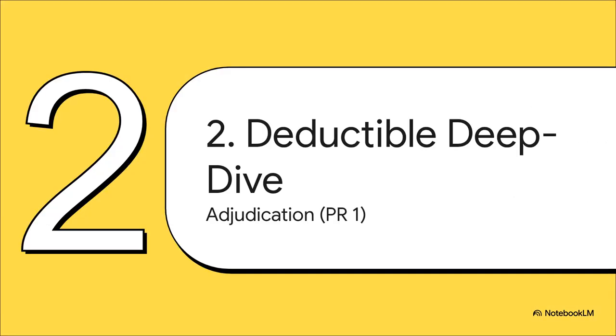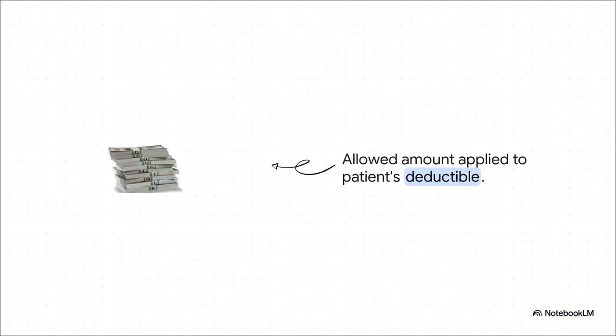Moving right along to Section 2, Deep Dive, Deductible Adjudication for PR1. While PR2 and PR3 are usually just straightforward math, PR1 is kind of a different beast entirely. See, when the payer processes the claim, they totally agree the service was medically necessary. But instead of sending your provider a nice big check, they allocate that allowed money to fill up the patient's deductible bucket. Basically, the patient hasn't met their annual threshold yet. So the payer is saying, hey, we approve this, but the patient has to foot the bill this time.